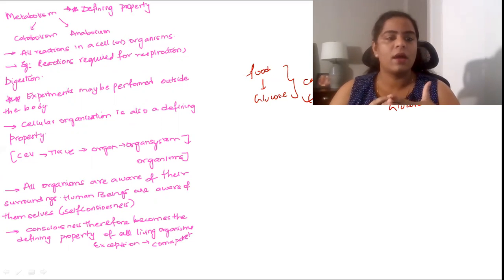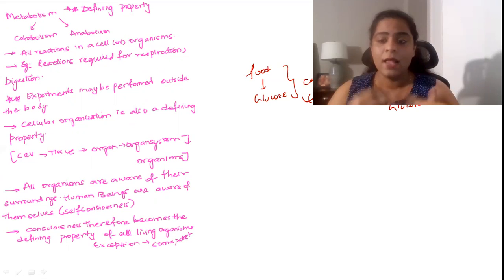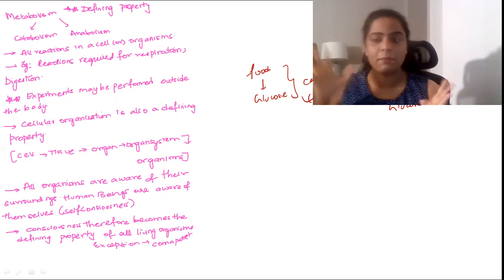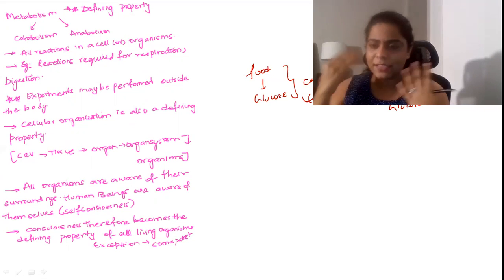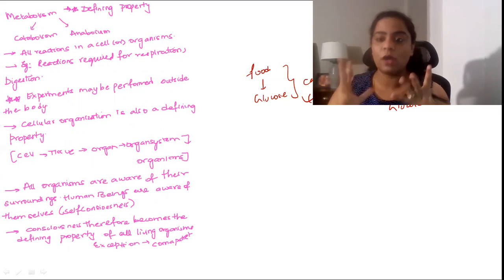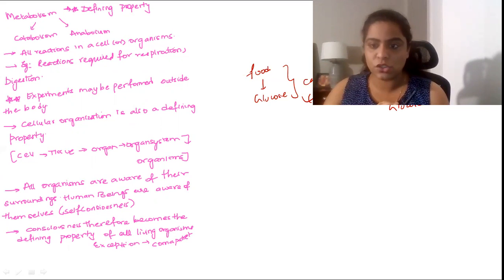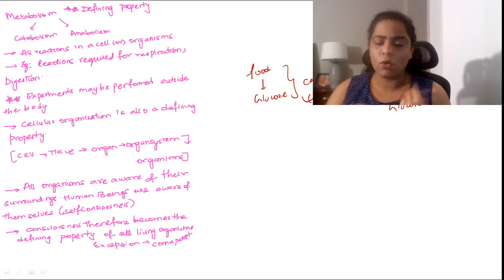All organisms are aware of their surroundings. Human beings are aware of themselves. For example, suppose something just flew across me, let it be a mosquito. I can still feel the sensation, right? Even though I'm not looking for any mosquitoes around me, if something just goes past me, I know, because I'm aware of my surroundings, right? So we can say that all living organisms are conscious, but that's not true. There is an exception to that.